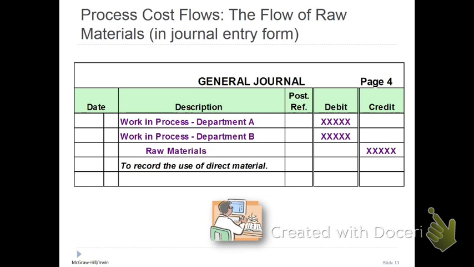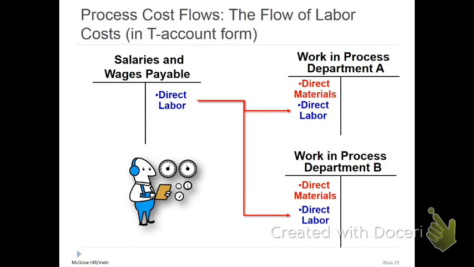Notice this is the journal entry. We're debiting work in process to put it into work in process. We're crediting raw materials to get it out of the raw materials account. Very similar to what was done in the last chapter. Direct labor, the exact same thing. You look at these T accounts, and it's exactly the same.